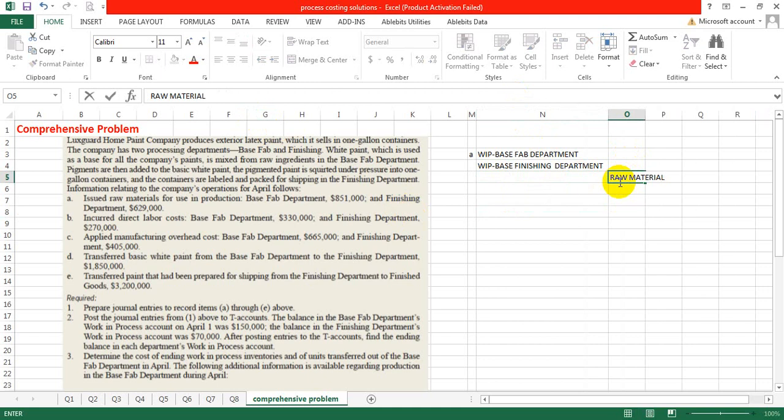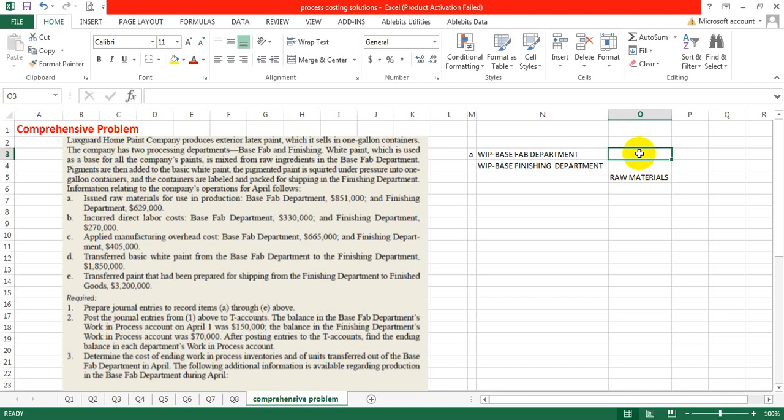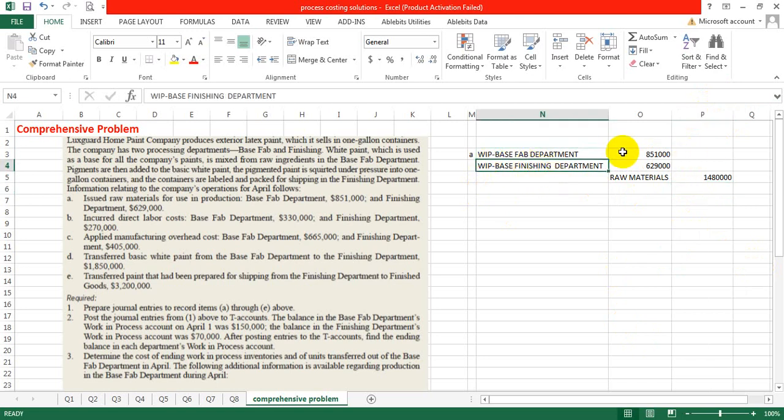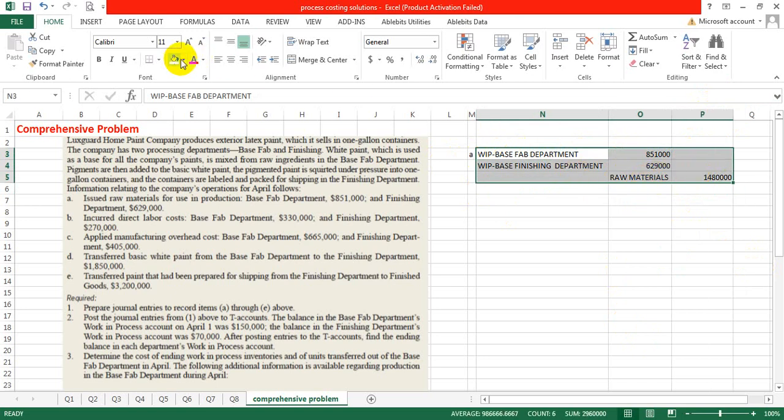So the total material used in work in process for the base fab department and the finishing department, we will write: base fab 8,51,000, right, and finishing 6,29,000, right. And in raw material we will add these two values. Total material issued for production, for the base fab and for the finishing department, is 8,51,000 and 6,29,000. So we have prepared entry number 1, right.